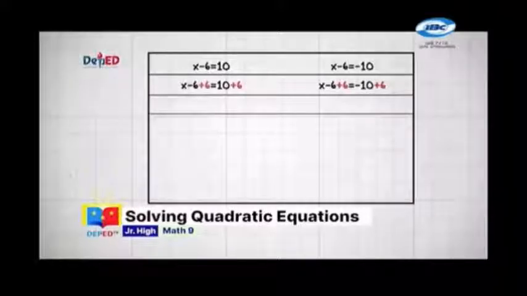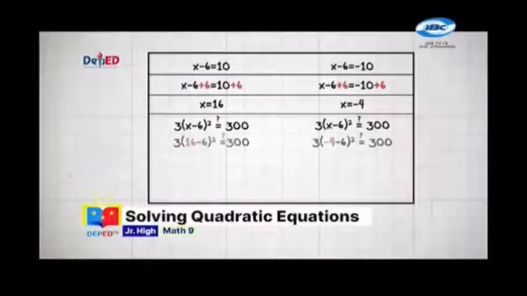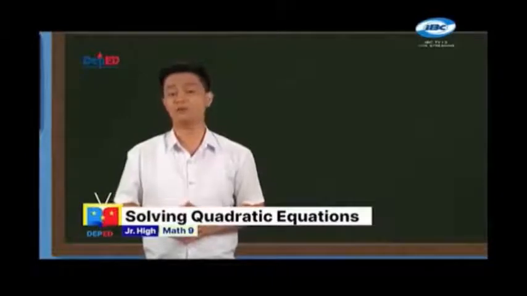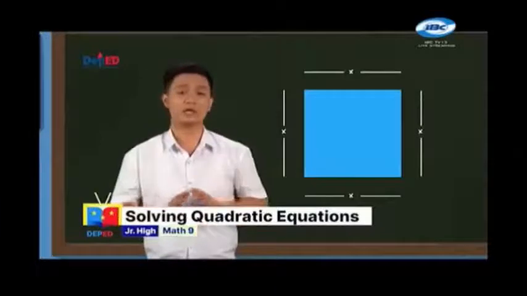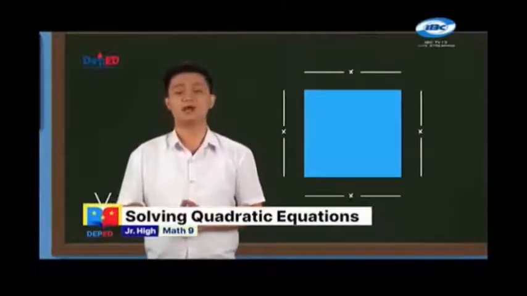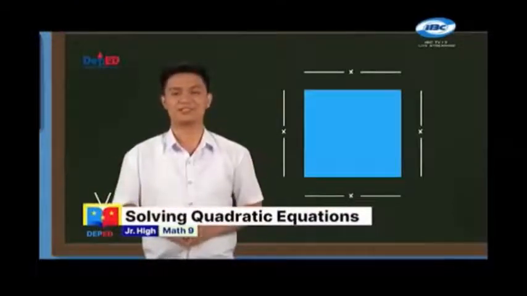So there are two values of x that will make the quadratic equation 3 multiplied by the square of x minus 6 equals 300 true. These are 16 and negative 4. However, we have to reject one of the values of the variable since x represents the side length of the cardboard, which cannot be a negative number. Thus, the accepted answer is 16. The cardboard has a side length of 16 centimeters.